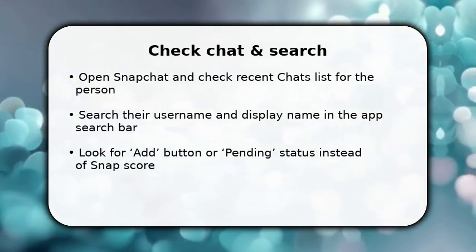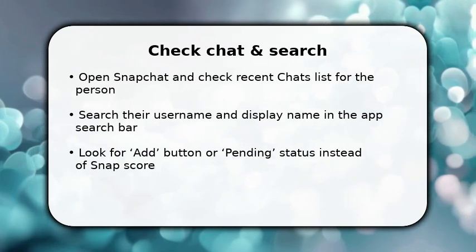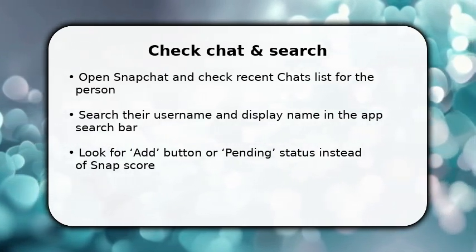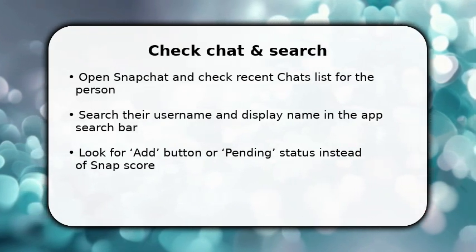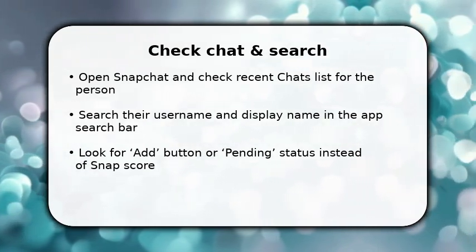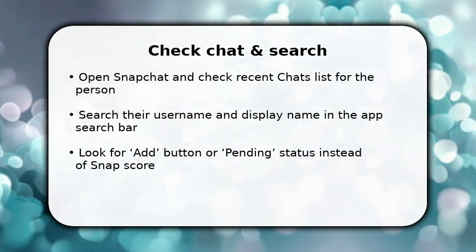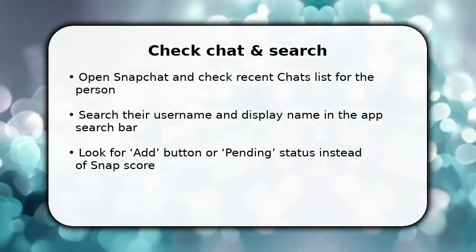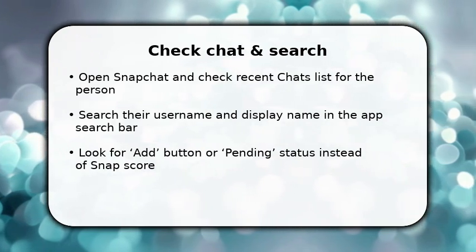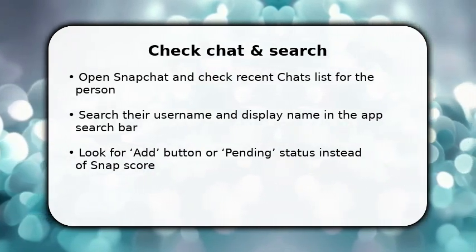Next, you search by typing their username and full display name exactly. Inconsistent results matter. Pay attention. If you see an add button or no snap score, that suggests removal or blocking. Once done, note these signals: deleted chat, missing score, or absent profile, because they guide the next verification steps.